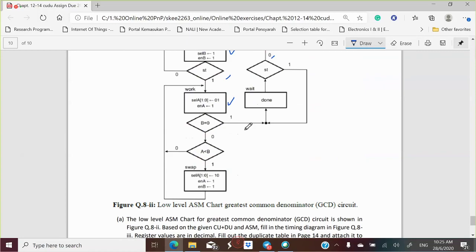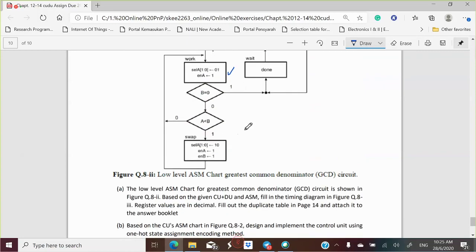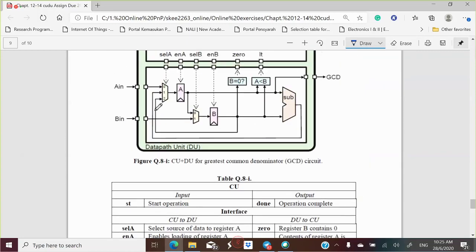Select, got two select, 0, 1. Okay, go back here. Select A, select B. So if you have 0, 1, that means you select A in, and then you select B in? Oh, no, no, sorry. Select A, correct. Enable A, select A. You select only A and then this one is load.